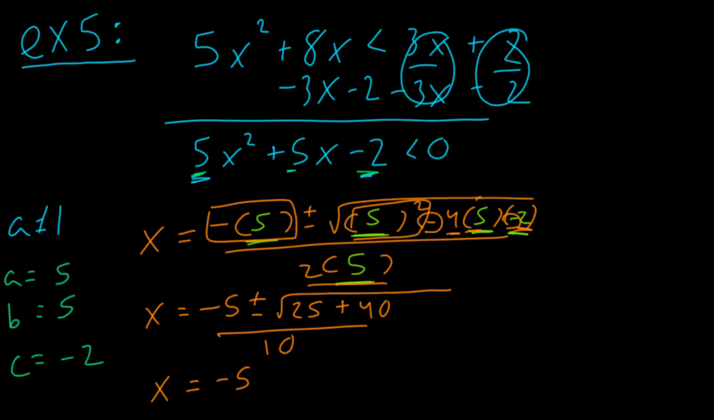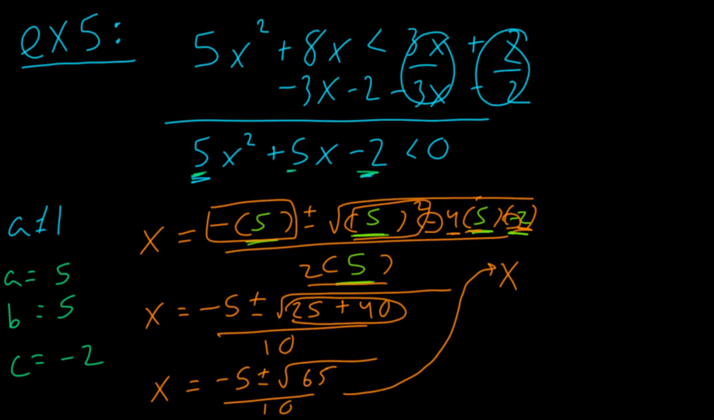Now, when I simplify my inside one more time, I have negative 5 plus or minus the square root of 25 plus 40, which will be 65, all over 10. And from here, I can actually create my two solutions. I can say that x is equal to negative 5, and I would encourage y'all to grab your calculator. What is the square root of 65? Well, we're going to write plus 8.06, all divided by 10.